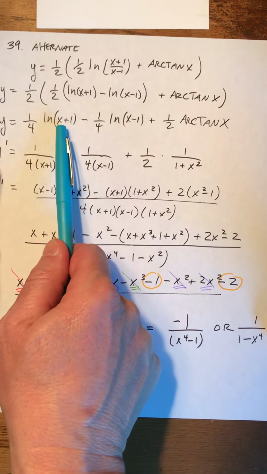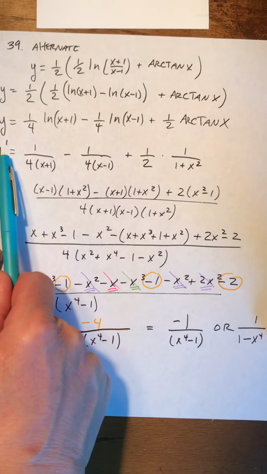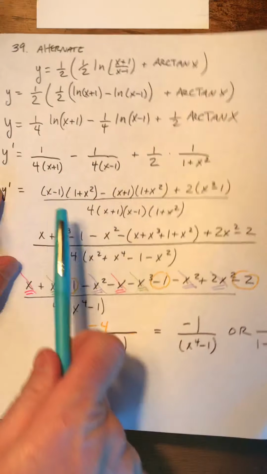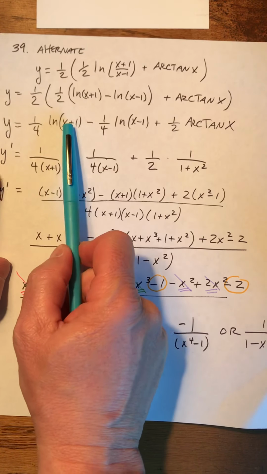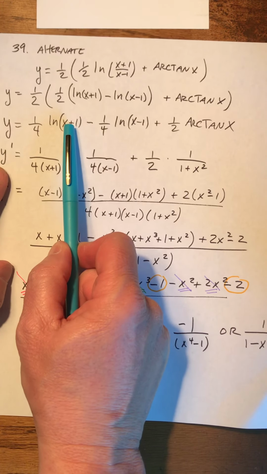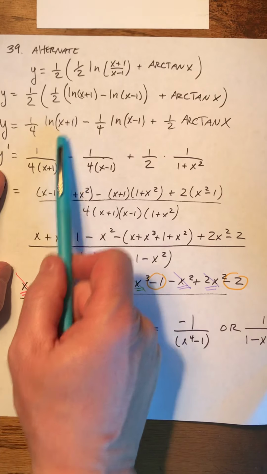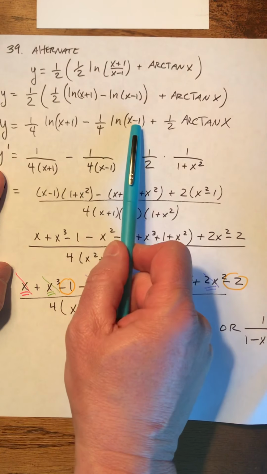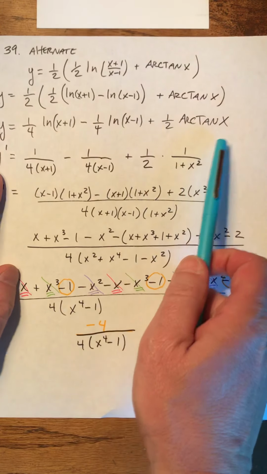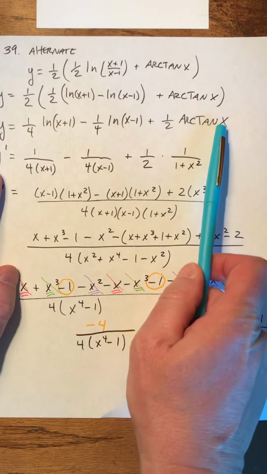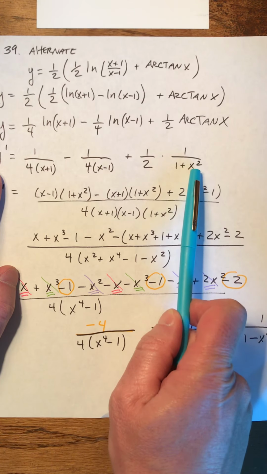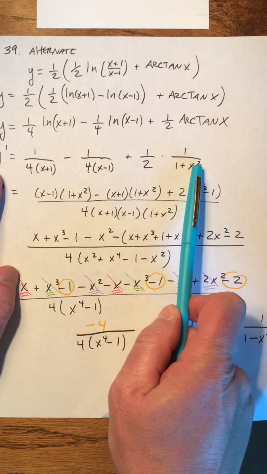So when I take the derivative now, which is my y prime over here, I got 1 over u times the derivative of u, which is just 1. So I got 1/4 times 1 over this, minus 1/4 times 1 over this, because that's how ln works when we take derivatives. And then we're going to use the formula for the tangent, which is the derivative of u, which is just 1, over 1 plus u squared, which is just x squared in this case.